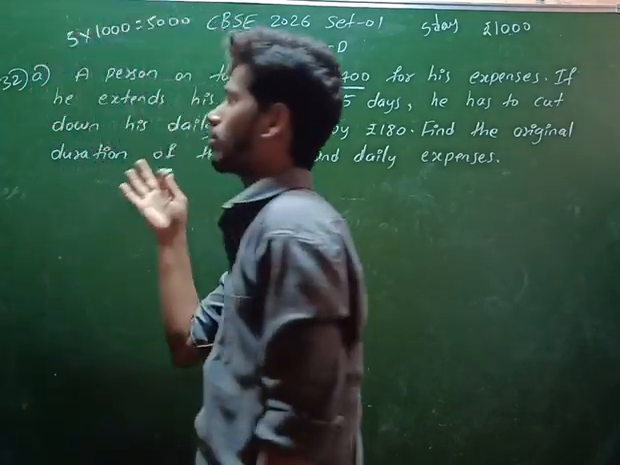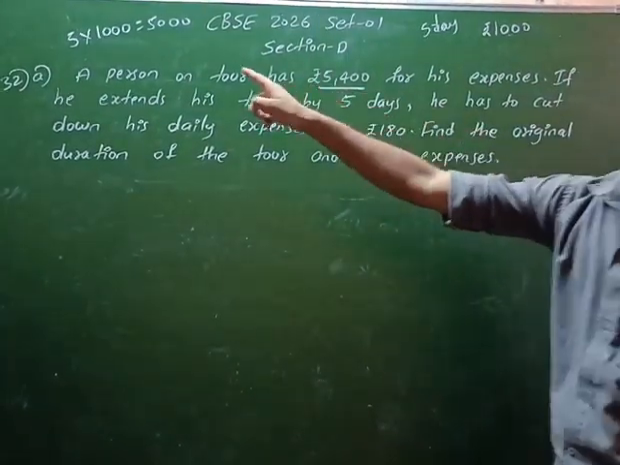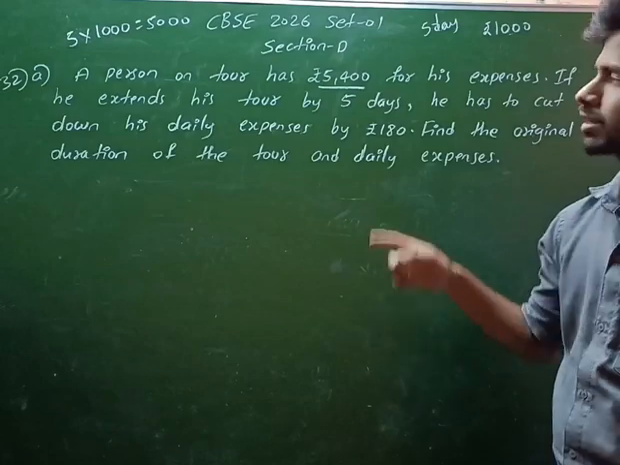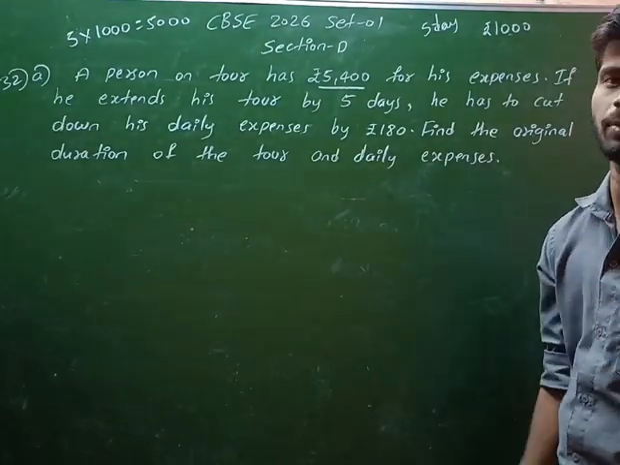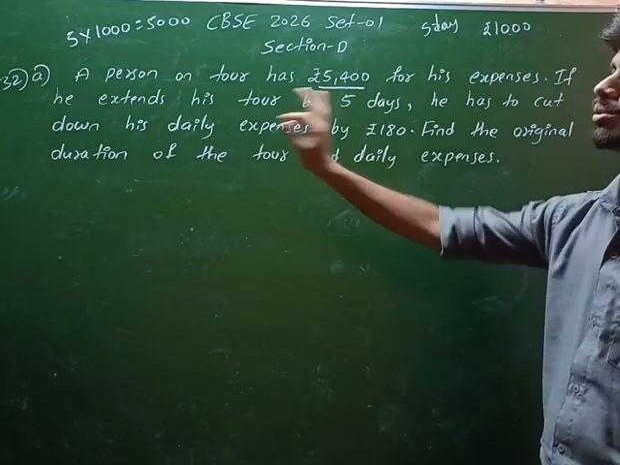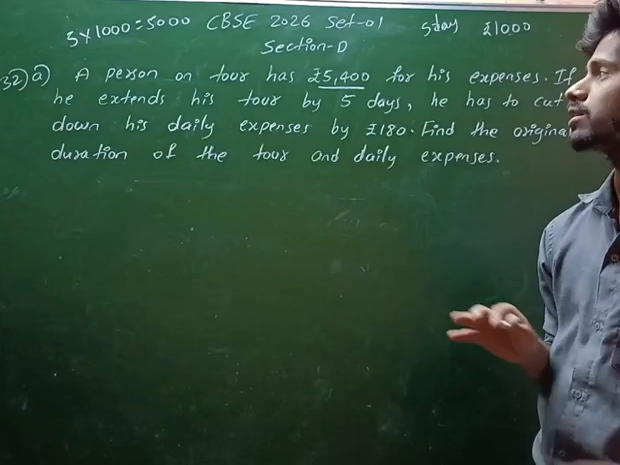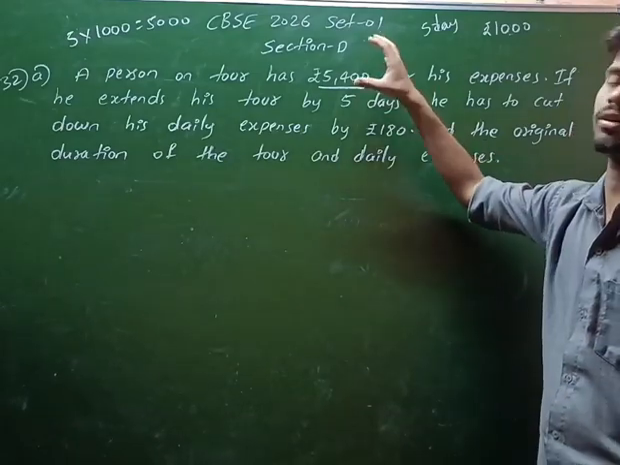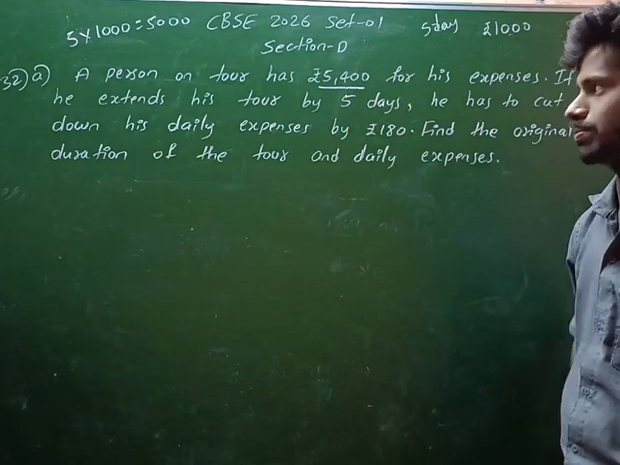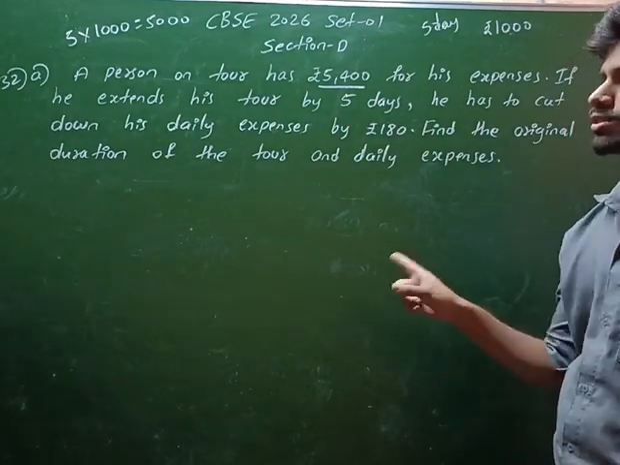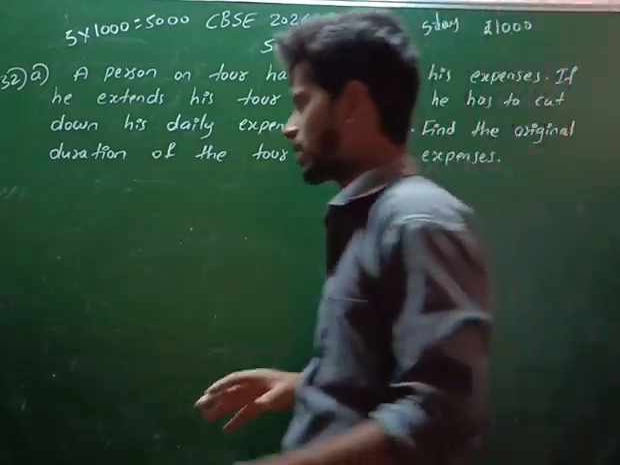So we don't know for how many days he is going, and we don't know how much he is spending daily. We don't know the per-day expense, and we don't know how many days he is going on the tour, but we know the total he has to spend. That is one part. First we should assume the number of days and the per-day expense. Let us assume that.